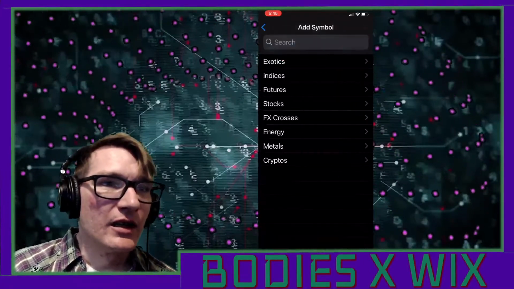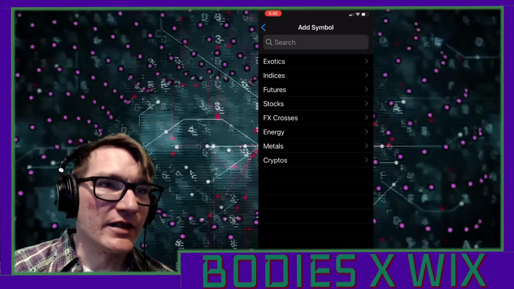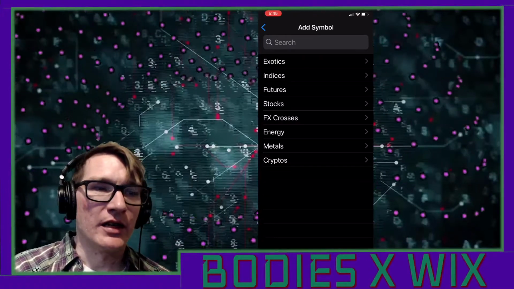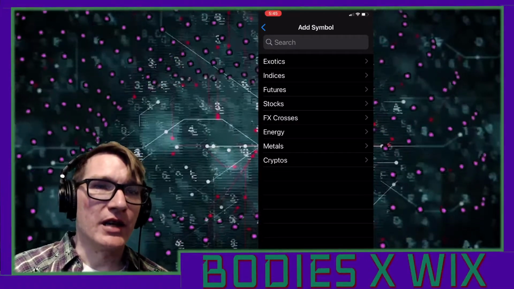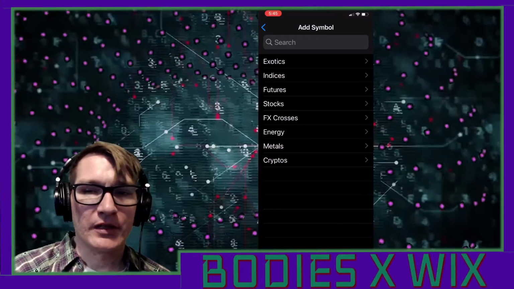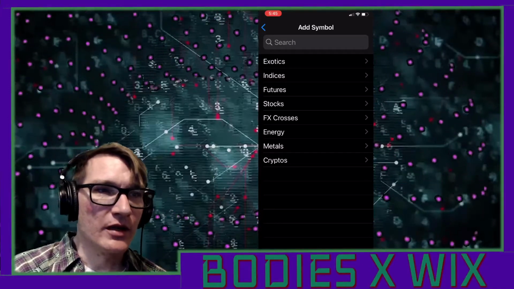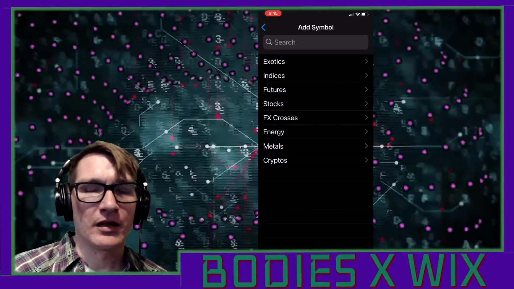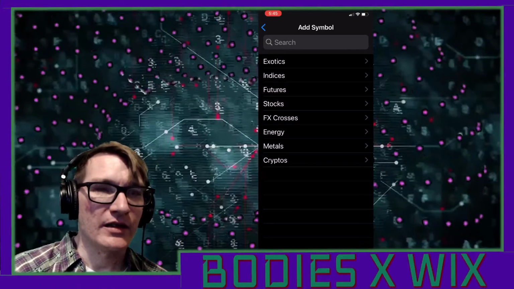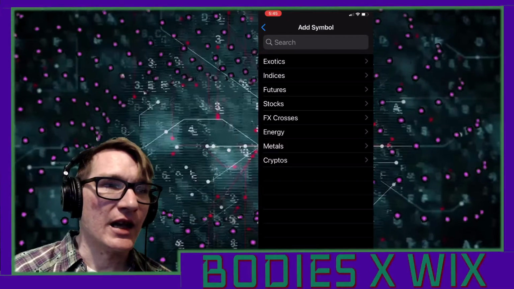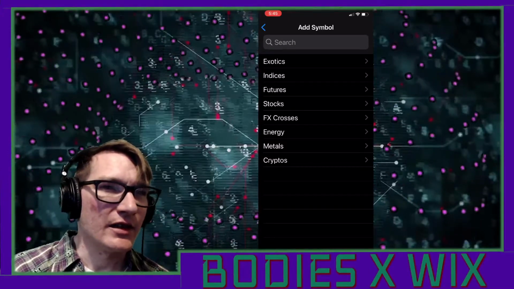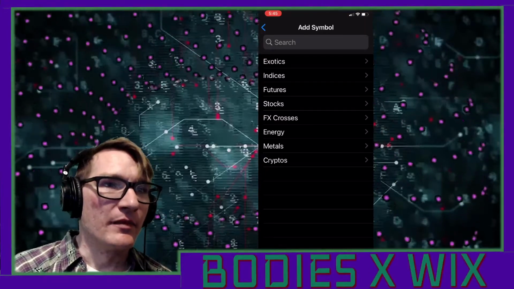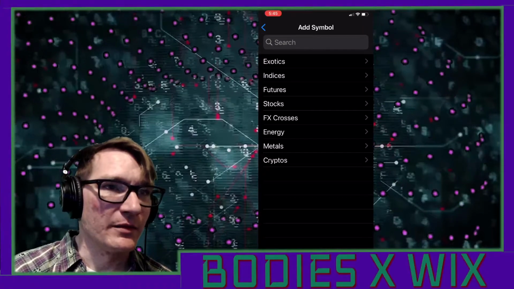Once you hit add, it's going to give you all the different asset classes that you can add from. Now, this broker has a lot. I'm not sure about a lot of other brokers. I know I've used another broker before, and all it had was your regular FX. It had your crosses, natural gas, and Bitcoin, right? So it had a couple of these. This has a lot of stuff.